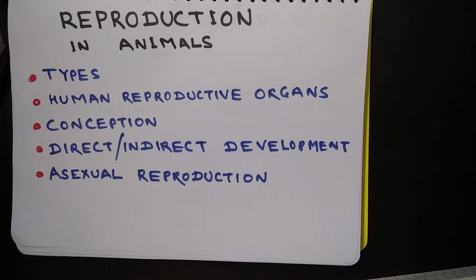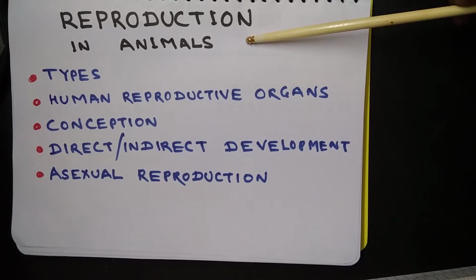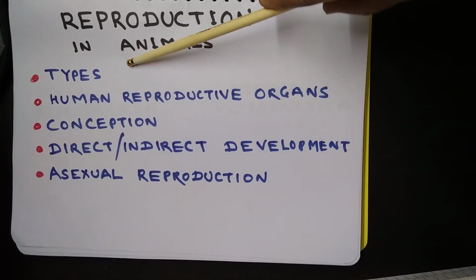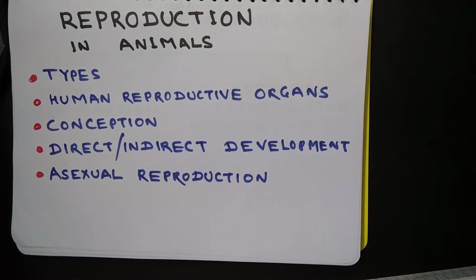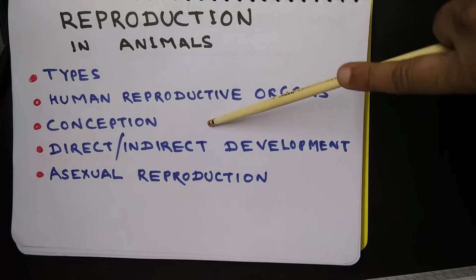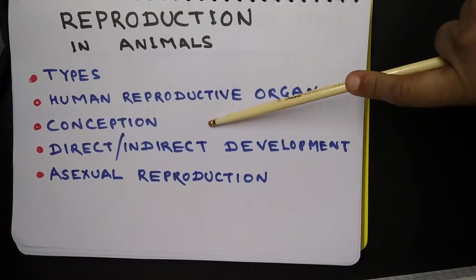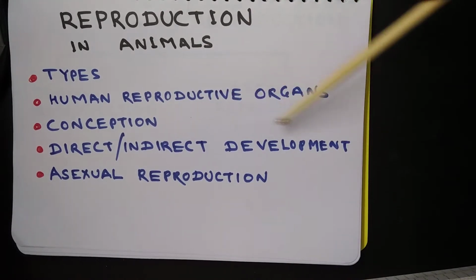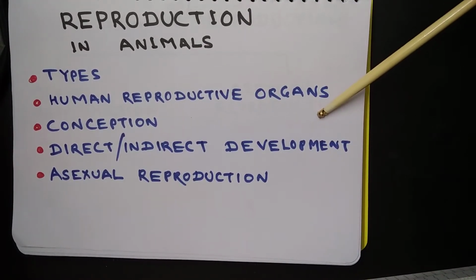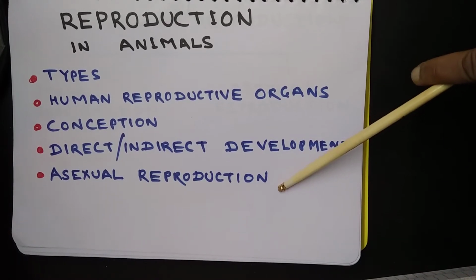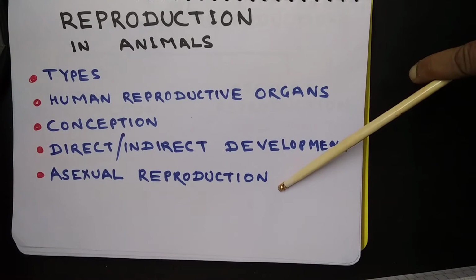In this lesson, you will be learning about reproduction in animals. You will learn about types of reproduction. Then you will learn about the human reproductive organs, about conception and development. Then you will learn about direct and indirect development in animals, and at the end of the lesson you will be learning about various examples of asexual reproduction in animals.